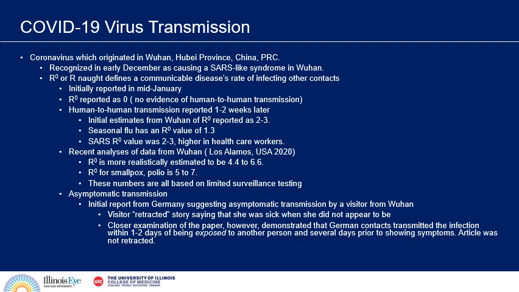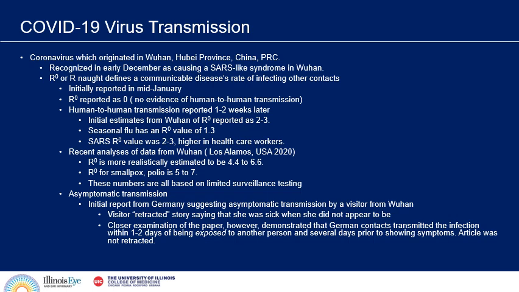Its initial R naught was reported as 0, meaning that there was no evidence of human-to-human transmission. Within a week or two, human-to-human transmission was then reported. The initial estimates grossly were that the R naught was about 2 to 3. To give you some reference, the R naught for seasonal flu is about 1.3. And for SARS, it was estimated to be between 2 and 3, although in Korea, studies show that within healthcare workers, it was significantly higher.